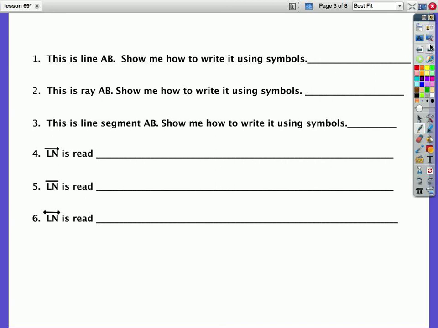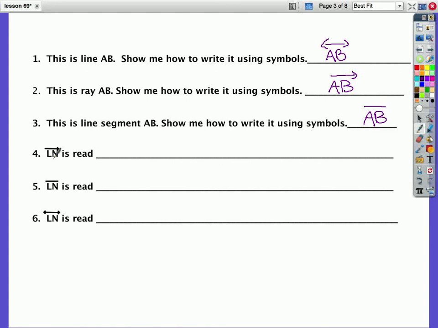Number 1, this is line AB. Show me how to write it using symbols. So we write AB with a line with the 2 arrows on it. Number 2 is ray AB. Using symbols, I write AB and I put a ray above it. Okay. Segment AB, using symbols, put AB, and I just put a segment above it.